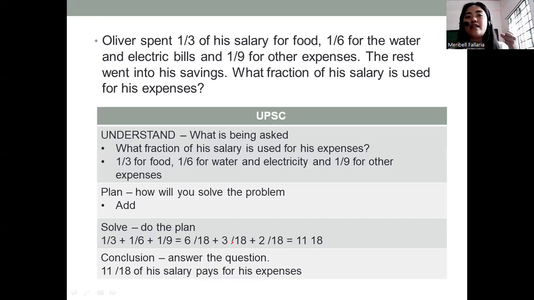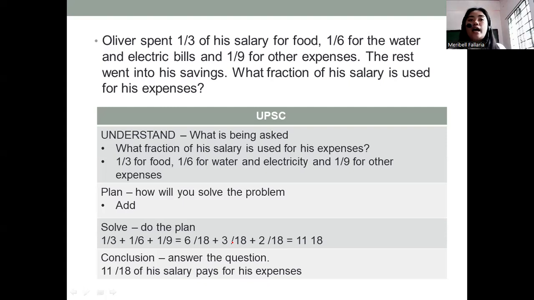If your answer is just like this, you are correct. You can understand what is being asked: what fraction of the salary is used for expenses. Important numbers: we have 1/3 for food, 1/6 for water and electricity, and 1/9 for expenses. Now let's have a plan. What are we going to do?